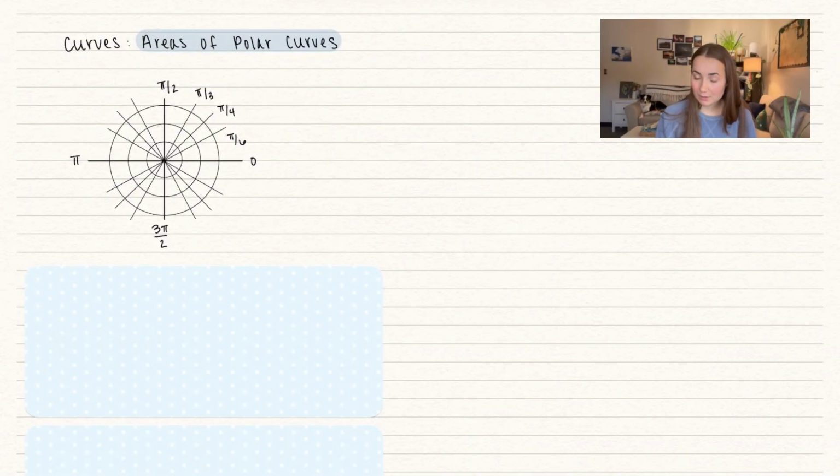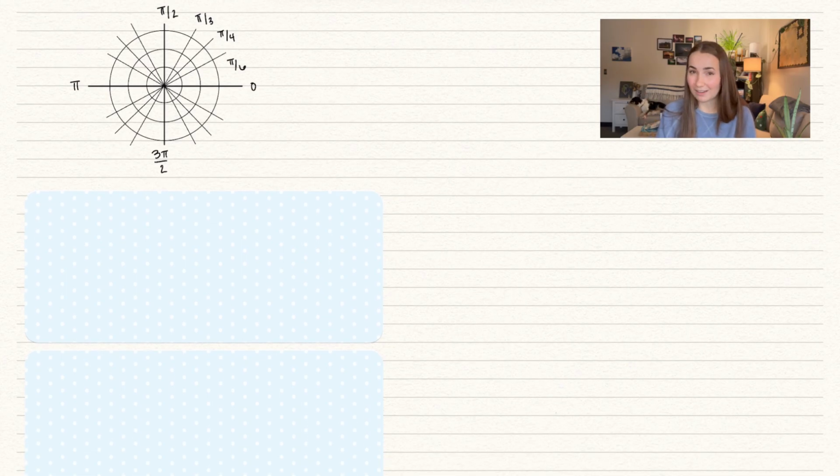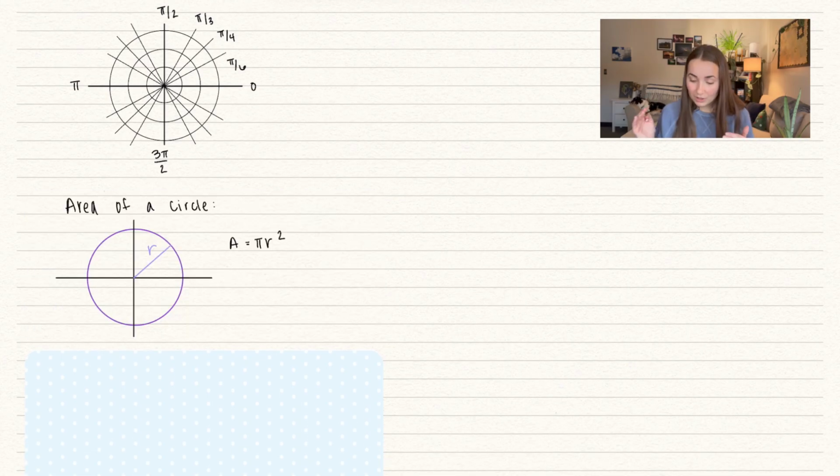Here's a little reminder of our graph, right? We know that our function is going to be in terms of theta, the angle, and then r, the radius. So the question is, how can we find the area of these kinds of functions? So we know how to find the area of a circle, right? Area is just equal to pi r squared.